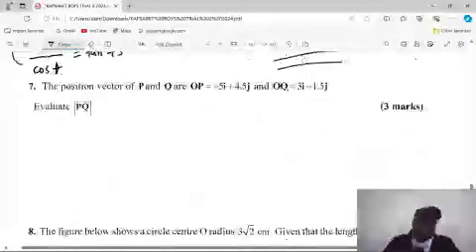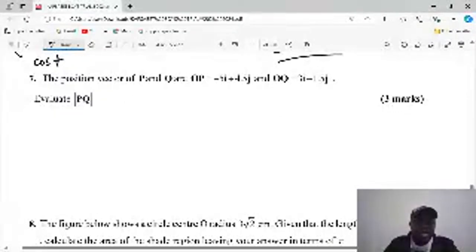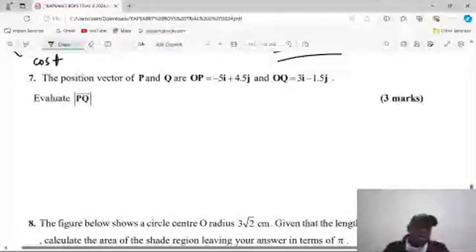Number 7. The position vectors of P and Q are OP equals negative 5i plus 4.5j, and OQ equals 3i minus 1.5j. Find the magnitude of vector PQ.